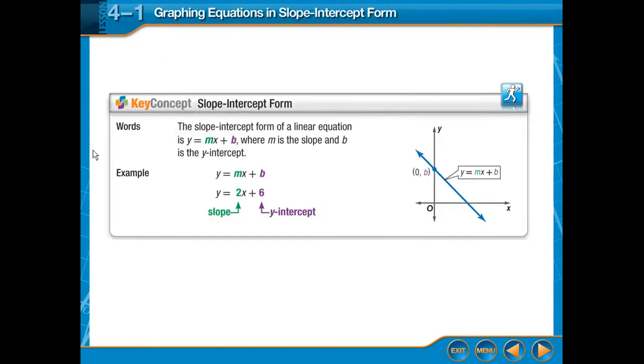Okay, so now that I've said slope-intercept form like 20 times, what is it? Slope-intercept form is y equals mx plus b, and it's called that because it tells you the slope and the intercept. The number in front of the x, we call it m, is the slope, and the number that's being added or subtracted is the y-intercept. Okay, so how do we take an equation in slope-intercept form and graph it?